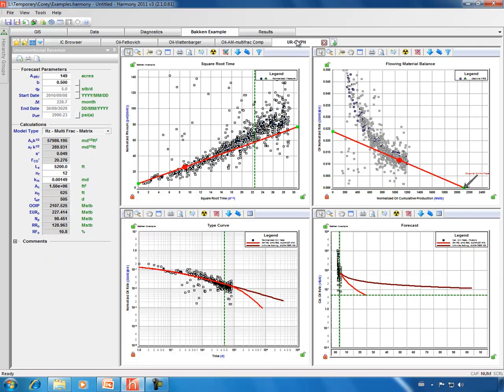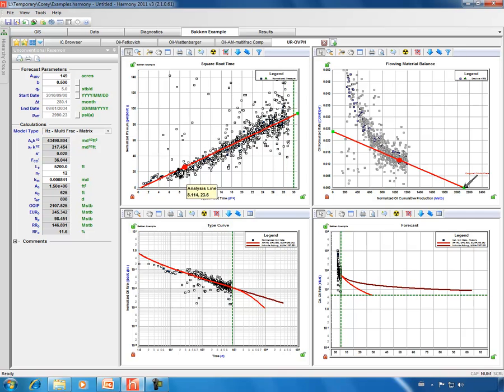We're going to go and look at the unconventional oil module now. What we're expecting to see on the top left-hand plot, which is our square root of time plot, is a straight line. And so we can adjust this, and again, keeping in mind that this line has to go through the origin or above. In this case, it doesn't look like there's very much skin damage. The data seem to point straight to the origin, which indicates a very good completion efficiency. And we have our straight line here.